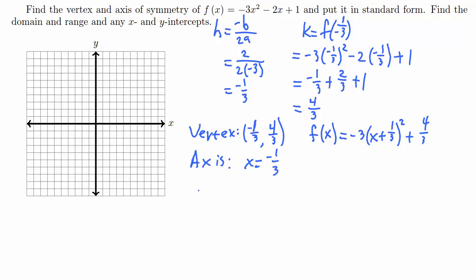Fantastic. Now, the domain, again, is all real numbers. The range, but notice that this one is actually opening down. So if we were to graph it, it's going to look something like this. Notice that the k value is the maximum value, and it starts at negative infinity. So we're going to start at negative infinity and go up to the k value, which is 4/3.